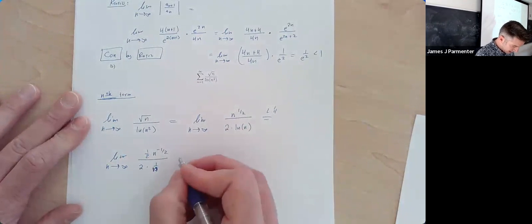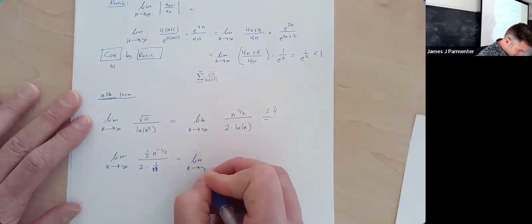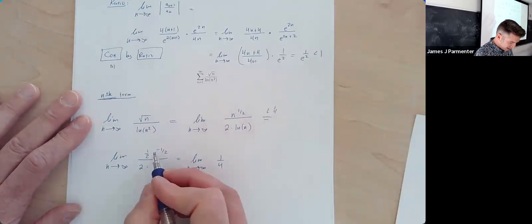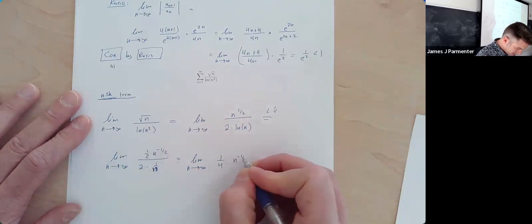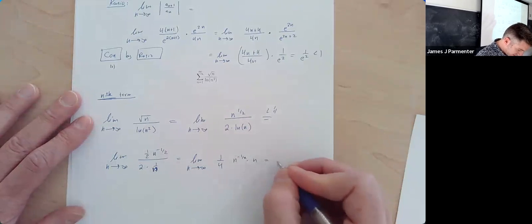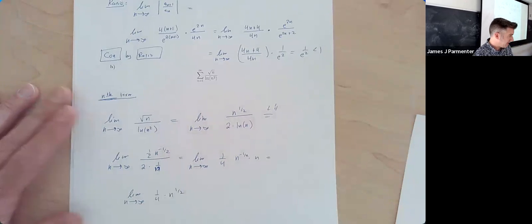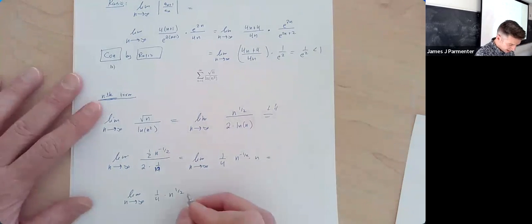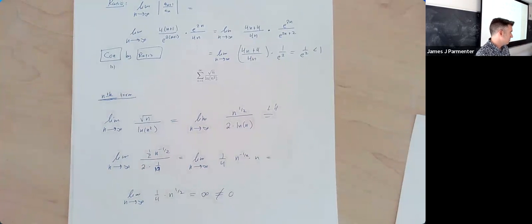All right, simplifying, 1/2 over 2 is 1/4. I don't really care about the 1/4. What I care about is the fact that n to the negative 1/2 divided by 1 over n is the same as n to the negative 1/2 times n over 1, which is just n to the 1/2. So here we have the limit as n goes to infinity of 1/4 times n to the 1/2. That's getting infinitely large. I don't really care that it's infinity. What I care is that it's not 0. So this diverges.